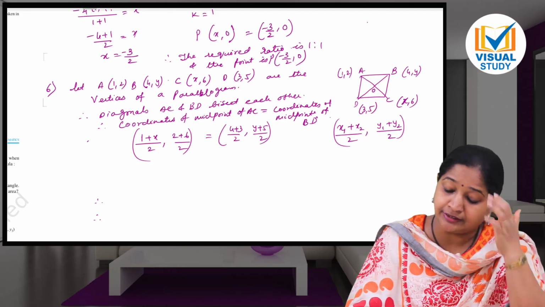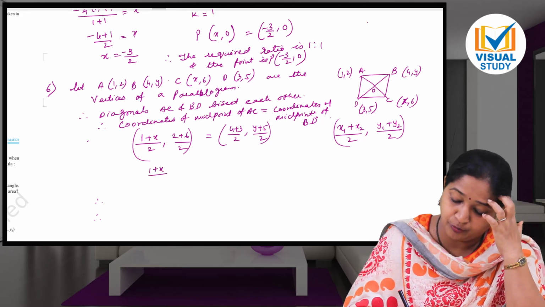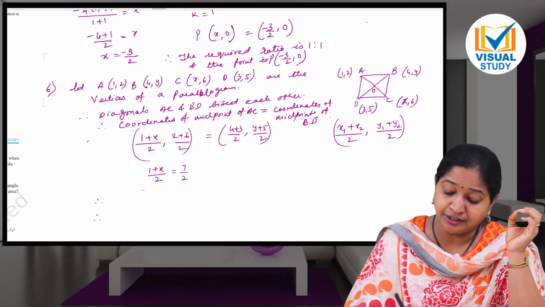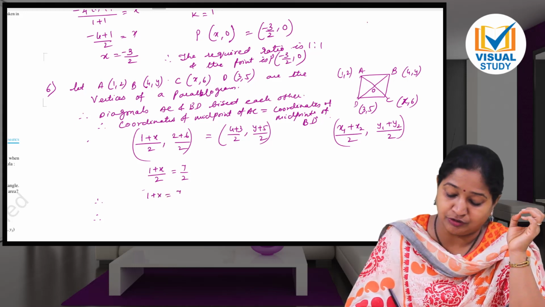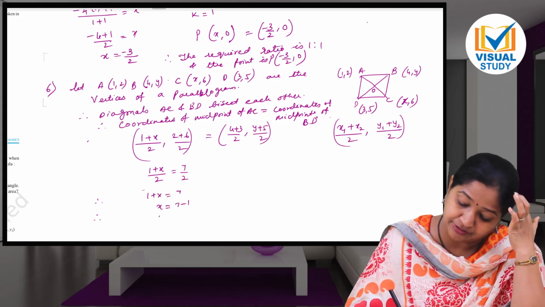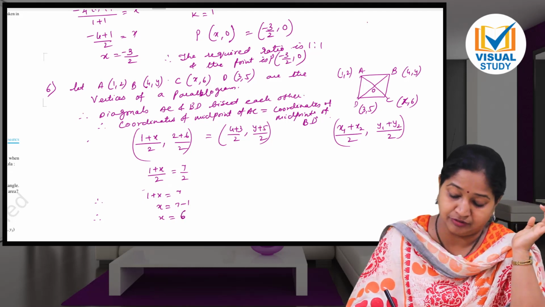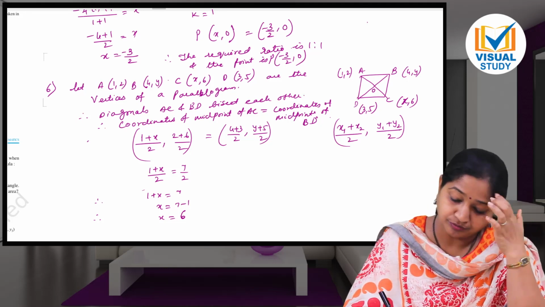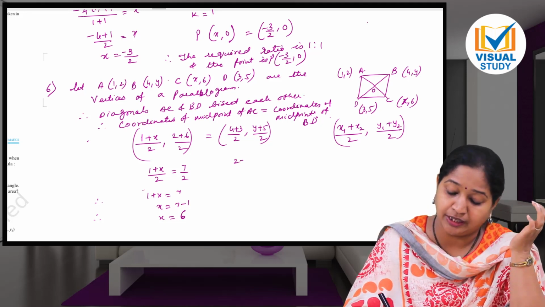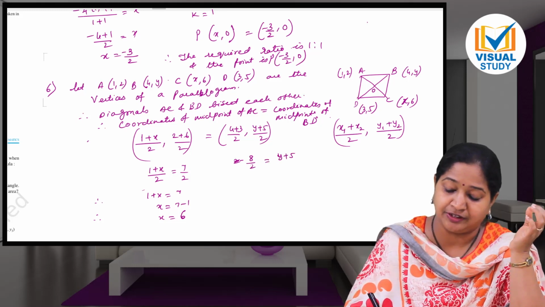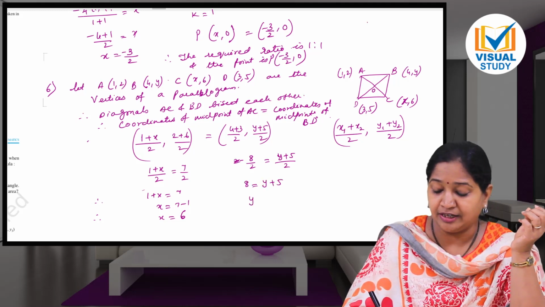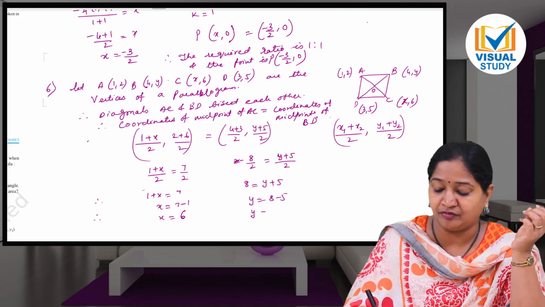So this x point and this x point we will equate. (1 + x)/2 is equal to 7/2. By equating these two, what do we get? 1 + x equals 7, and x is equal to 7 minus 1, so x equals 6. Again by equating the y parts, we get (6 + 2)/2, that is 8/2, is equal to (y + 5)/2. Equating again, 8 is equal to y + 5, and y is equal to 8 minus 5, so y is equal to 3.